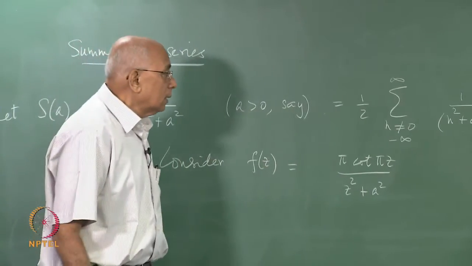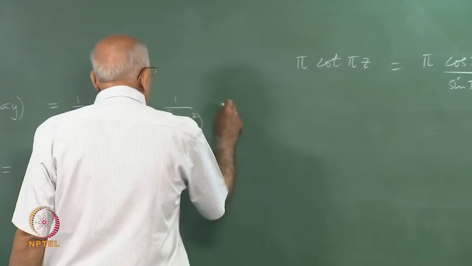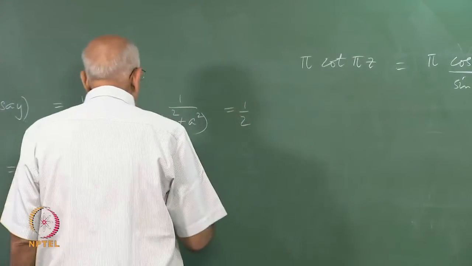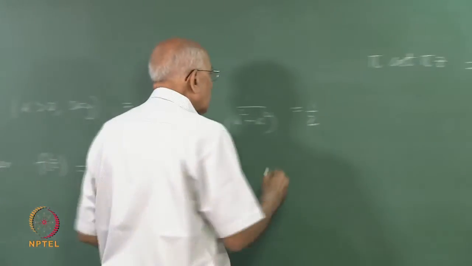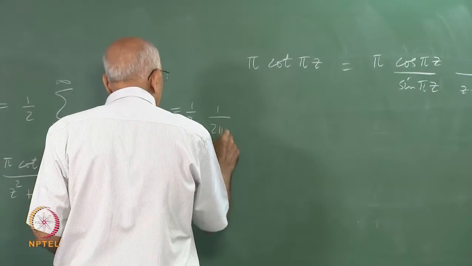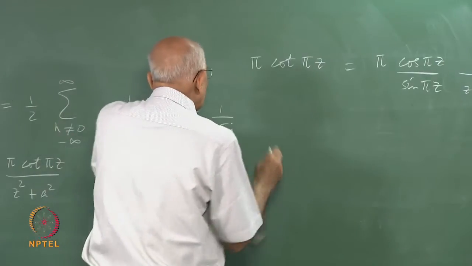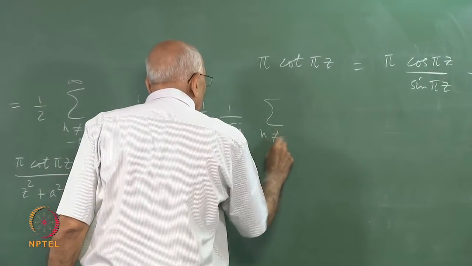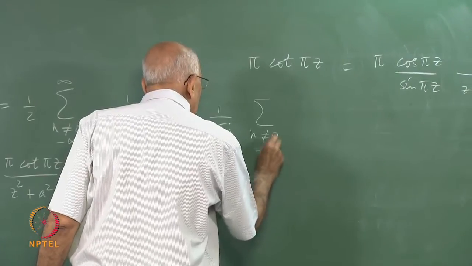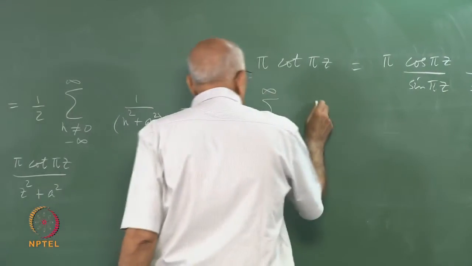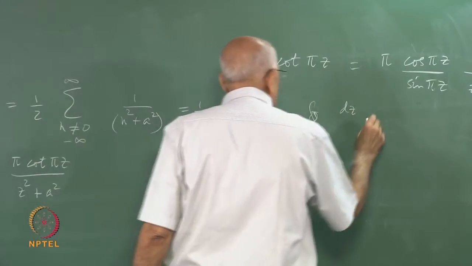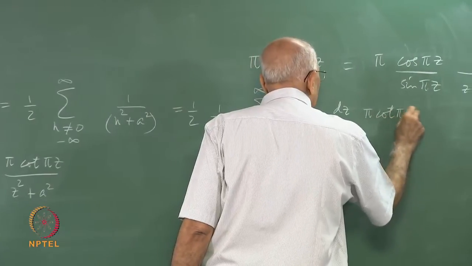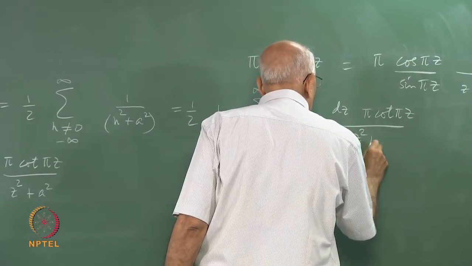Okay. So it immediately follows that you can write this as equal to half, and then when I want to compute the residue theorem I have 1 over 2 pi i times something is the residue. So I want 1 over 2 pi i, a summation over n not equal to 0, from minus infinity to infinity, of an integral dz of pi cot pi z over z squared plus a squared.